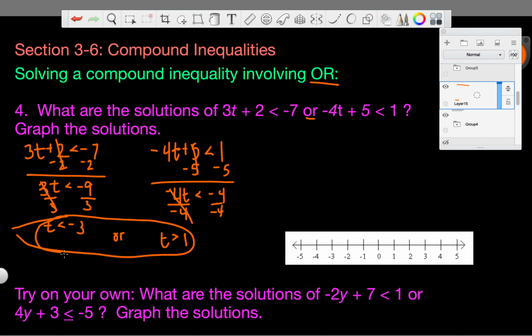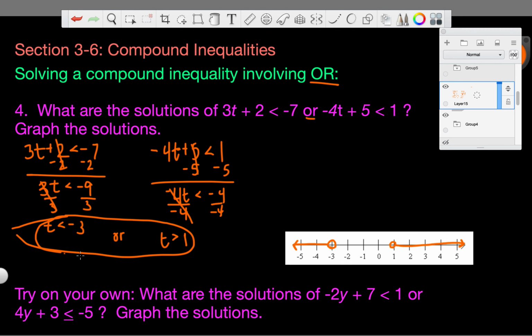inequalities that I'm graphing. When it's an or statement, we just graph both as they are, and that's our answer. So to start, t is less than -3, meaning I have an open circle at -3, and my line going to the right. The left, I'm sorry. Now I have t greater than 1. I have an open circle at 1 and everything that's greater.